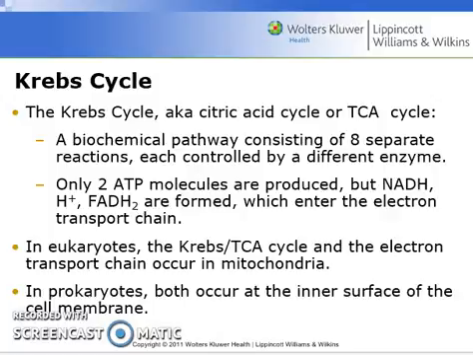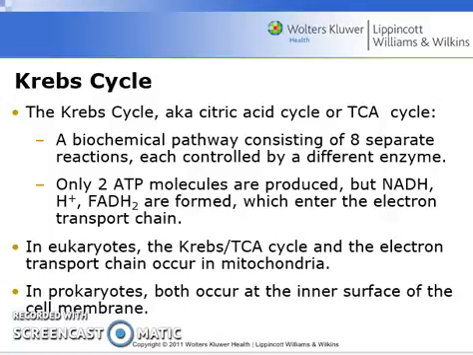The Krebs cycle is also known as the citric acid cycle or the TCA cycle, which stands for acetyl coenzyme A cycle. The pathway has 8 separate reactions, and each of those reactions is also dictated by a specific enzyme, just like we saw with the glycolysis pathway. However, in the Krebs cycle, we only generate 2 molecules of ATP, or 2 molecules of adenosine triphosphate.